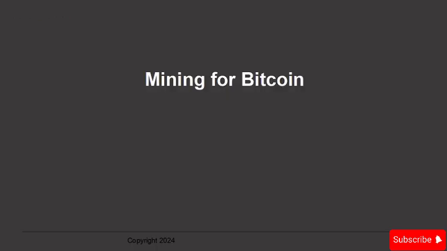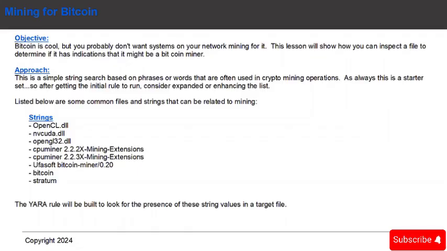In this lesson, we're going to talk about mining for Bitcoin. No, we're not going to mine, but what we are going to do is detect files and processes that may have the capability of acting as a cryptocurrency miner. Bitcoin is cool. You probably don't want it on your network, though. The way we're going to approach this is to do a string-based search pattern match for phrases and words that you would typically see in crypto mining operations.